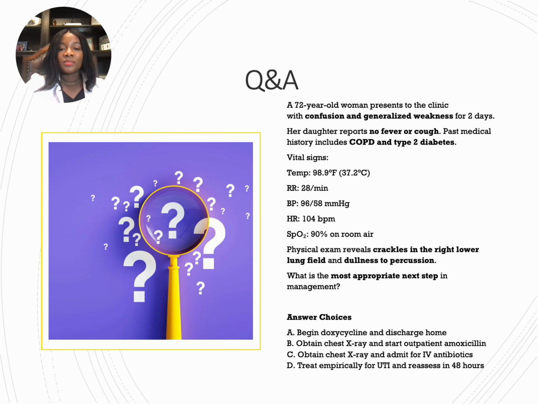The lung exam: crackles and dullness to percussion, and the vital signs. So the comorbidities: COPD, diabetes. So the patient is critical. So if you apply the CURB-65, confusion, heart rate is concerning, the blood pressure is concerning as well, and the patient is older than 65. So she scores at least 2, which indicates hospital admission.